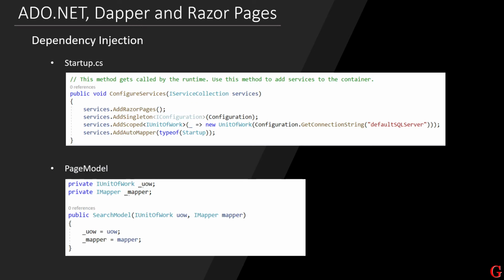With .NET 5 and Razor Pages, you can also use dependency injection. This means that you don't have to create a new instance of an object manually when there is a dependency between classes. In this example, we register the unit of work and a mapper interface in the startup file.